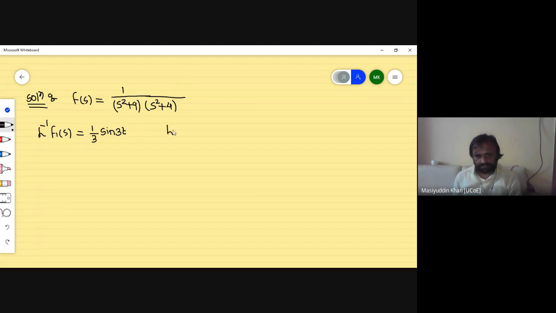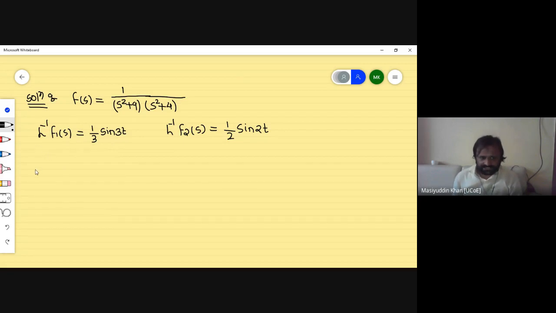and Laplace inverse of f2 of s, that is equal to 1 by 4, sorry, 1 by 2 sine of 2t. Because sine 2t का Laplace inverse while calculating you will get 2 by s square plus 4. So you can just separate the terms, multiply and divide by 2, apply the operations, and definitely you will get the same result. Now the problem is started from here.